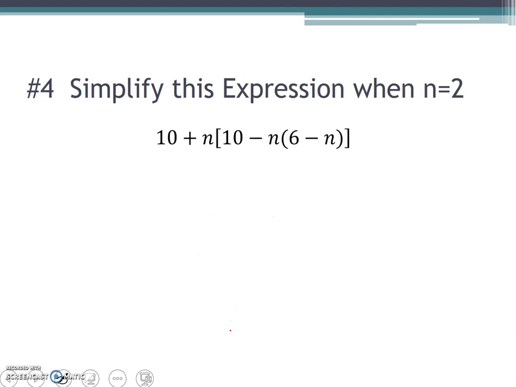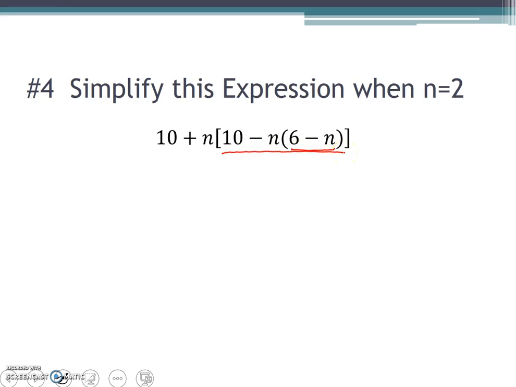All right, let's take a look at this next one. Now here we have parentheses within parentheses. So when I follow the order of operations, I'm going to have to do whatever's in these parentheses first, and I'm going to work inside out. So I would do the 6 minus the n. Once I get that, I would do the brackets, and then I would complete it with everything else.